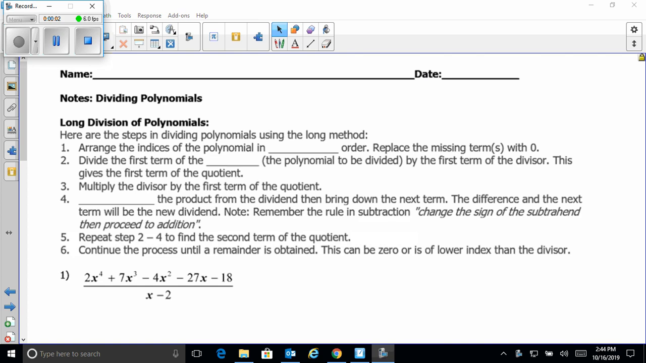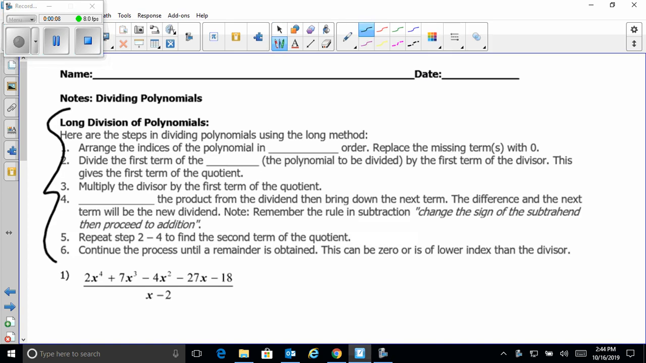All right, today we're going to look at dividing polynomials. This is the step for a long division, something you did last year, but we're just going to review it. Make sure you arrange your polynomial so that the indices are in descending order, that is, standard form. That means the powers, greatest to least.